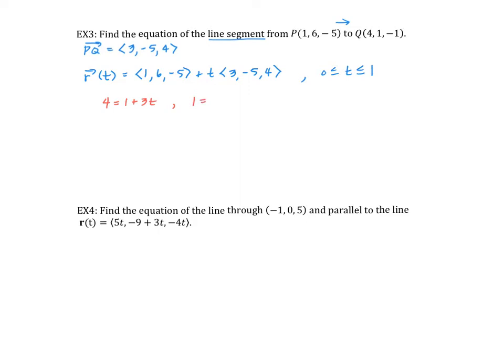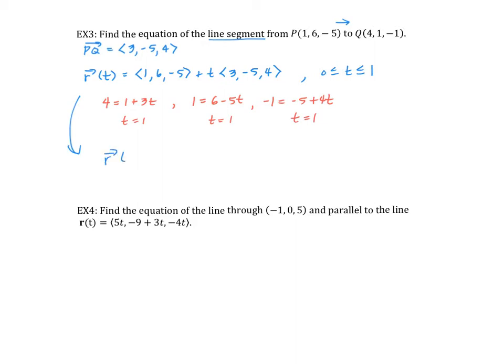And I know the equation is 6 minus 5t for my y value. And then my z value, I need to get to negative 1. The equation I have is negative 5 plus 4t. So all I have to do is set my x, y, z equal to my Q values and solve for t. When I subtract the 1 and divide by 3 in the first component, t is equal to 1. And these better all be the same, and they are. If they are not the same t values, then the math is not correct, and you have to double check your calculations.